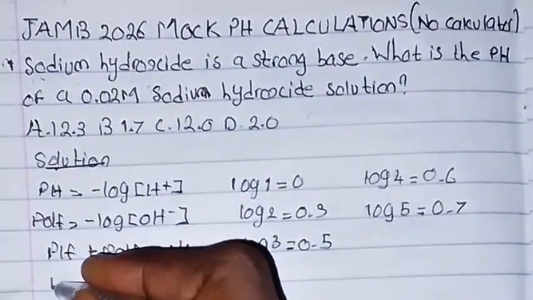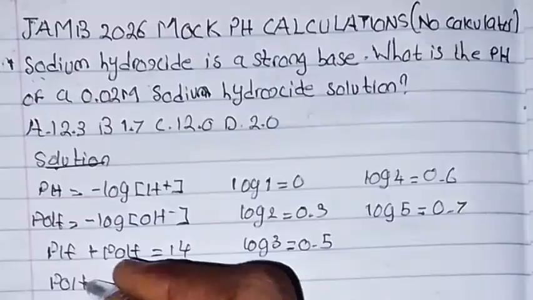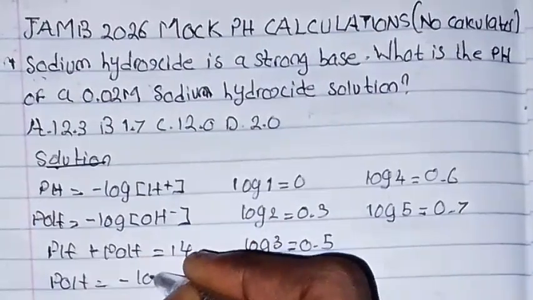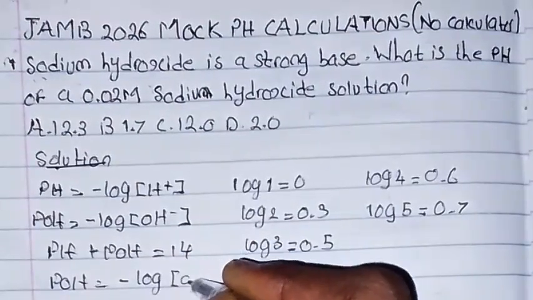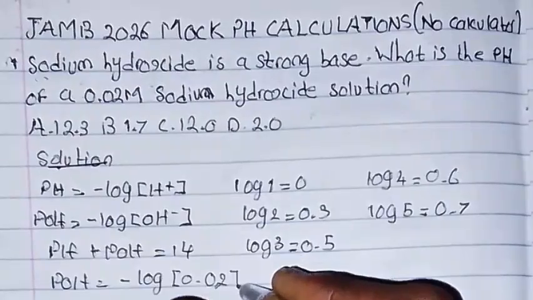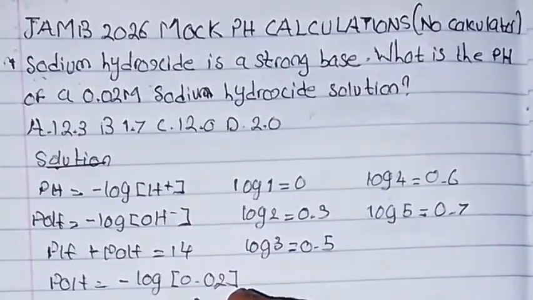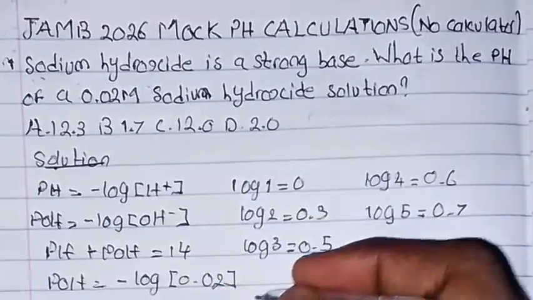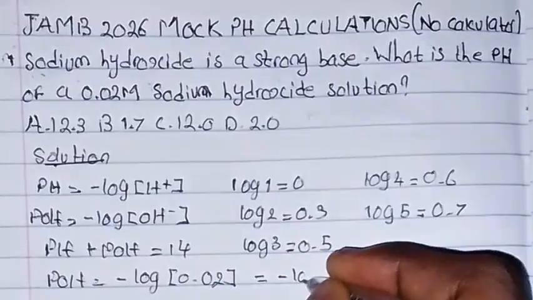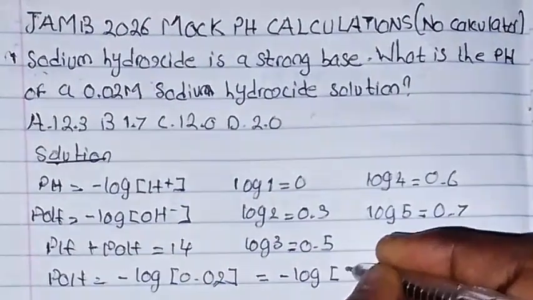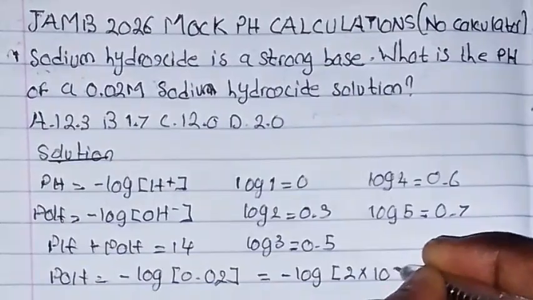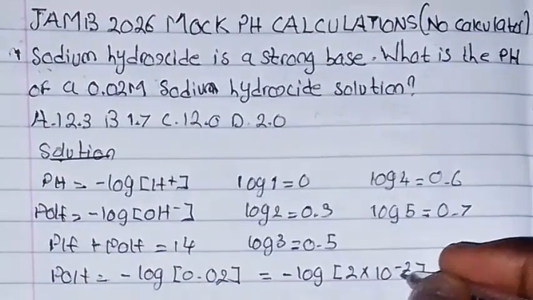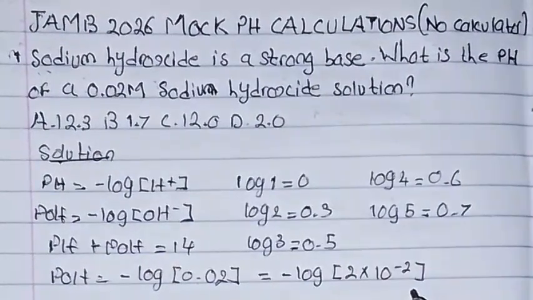So that becomes pOH equals the negative log of 0.02. To solve this question, we need to express 0.02 in standard form. So that's the same thing as minus log of 2 times 10 to the power of minus 2. So you need to know how to express in standard form. That's for mathematics another day.